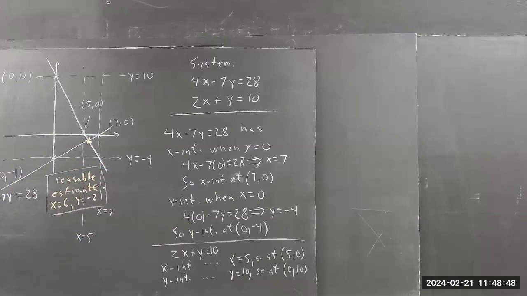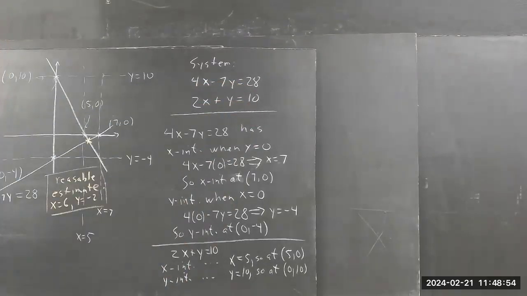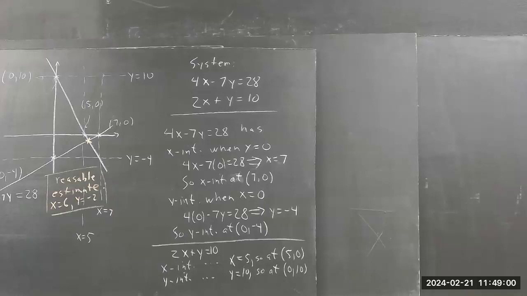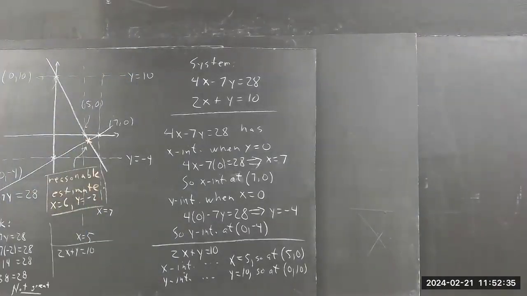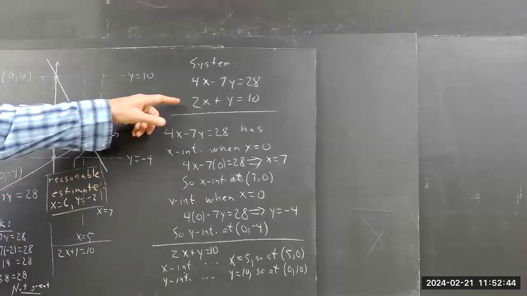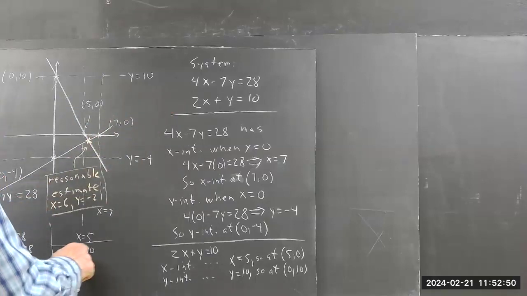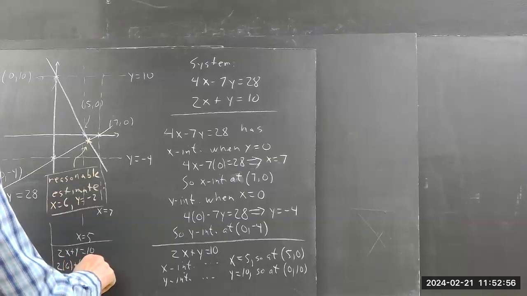Okay. Well, plug in 6 for x and negative 2 for y and see how close you get to 28. Just plug those numbers into this equation, then plug them into this equation. Okay, now we're checking our estimate. We've got 2x plus y equals 10. I've already plugged the numbers into the other equation. We'll do it over here now. 2x plus y equals 10, it would be then 2 times 6 plus negative 2 equals 10.